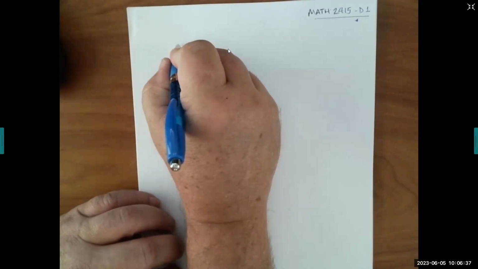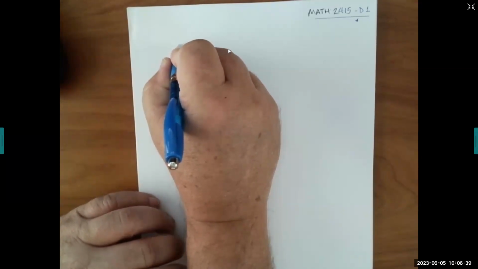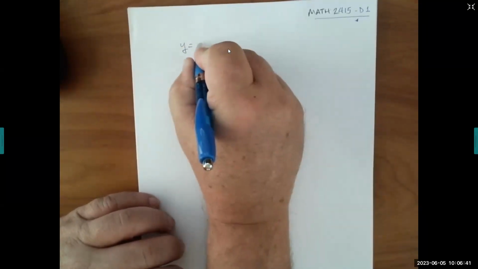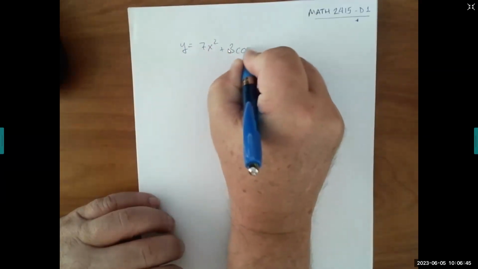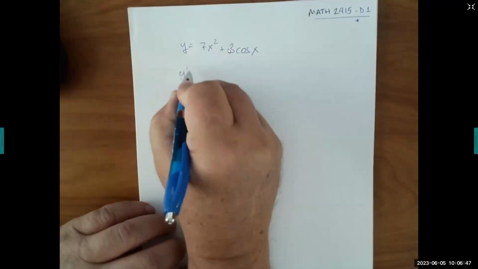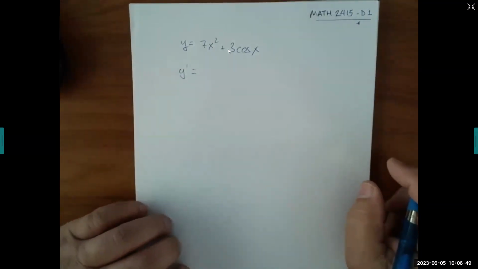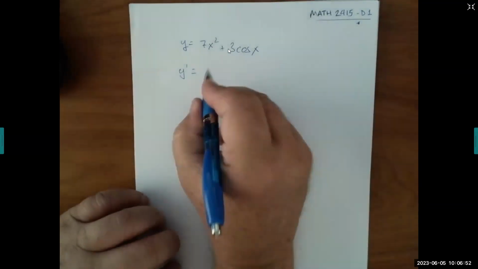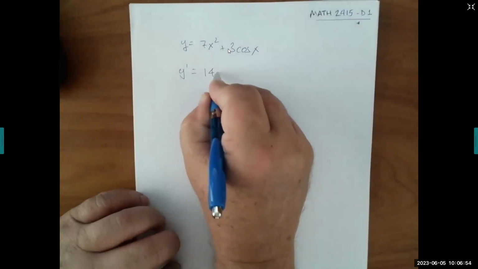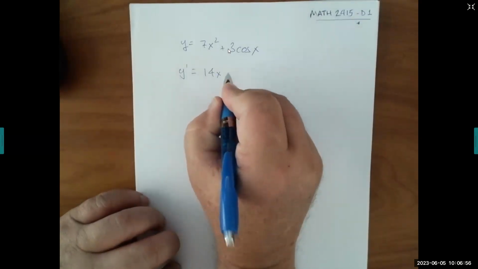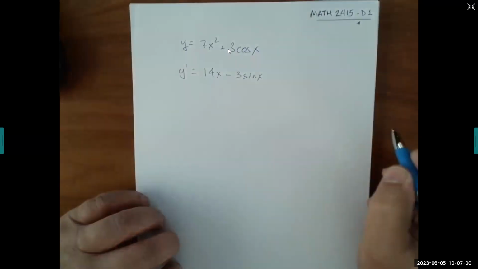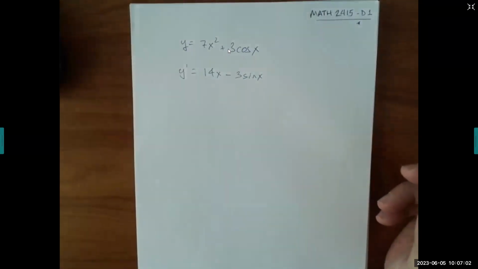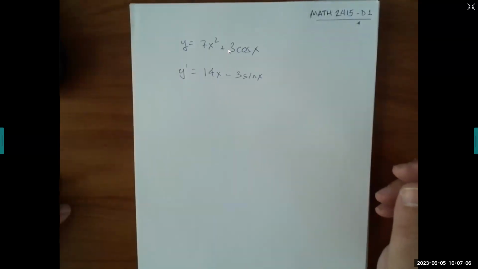So, for example, if I gave you, what's the derivative if y equals 7x squared plus 3 cosine x, what's the first derivative? 14x. Right. Again, we'll also do a review of the calculus 1, calculus 2 stuff as we go through.